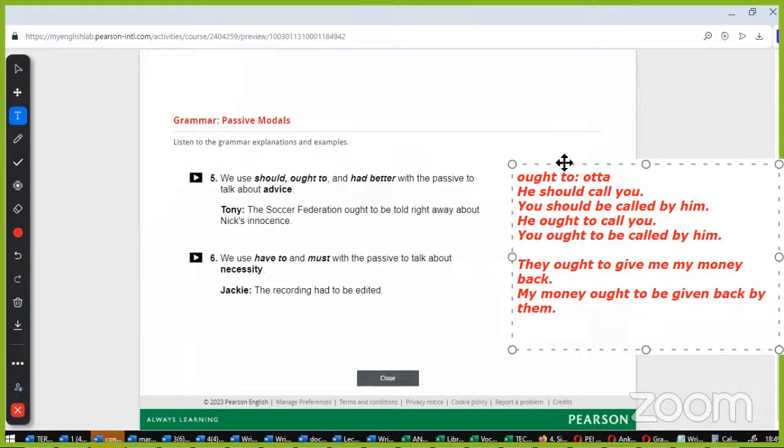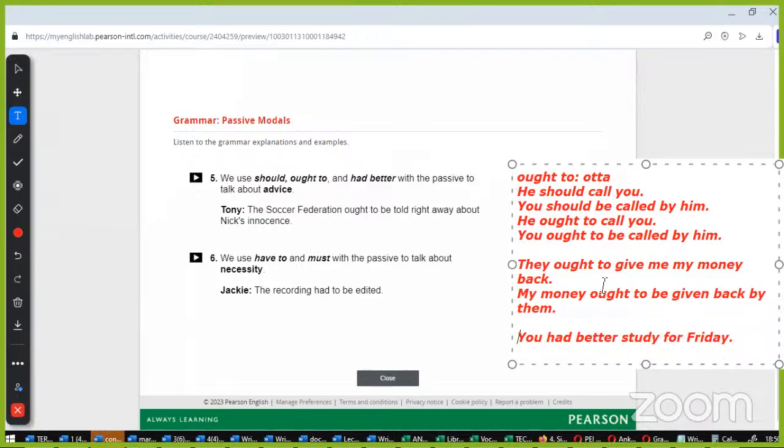Okay, that's great. And if we use had better, yes, had better is for advice, like I say, más te vale. You'd better study for tomorrow, or Friday. In the second sentence, maybe? Call him, or you'd better call him by Friday. How would you do this?